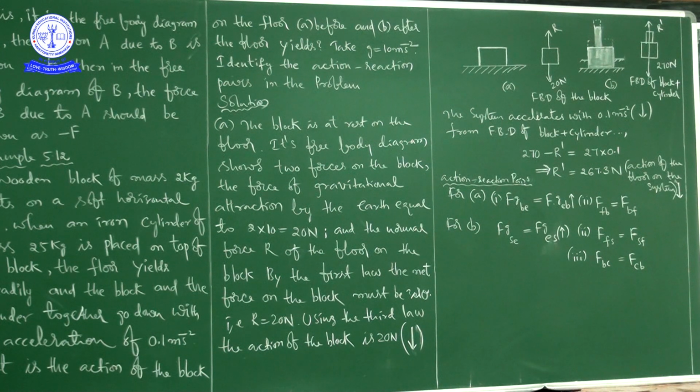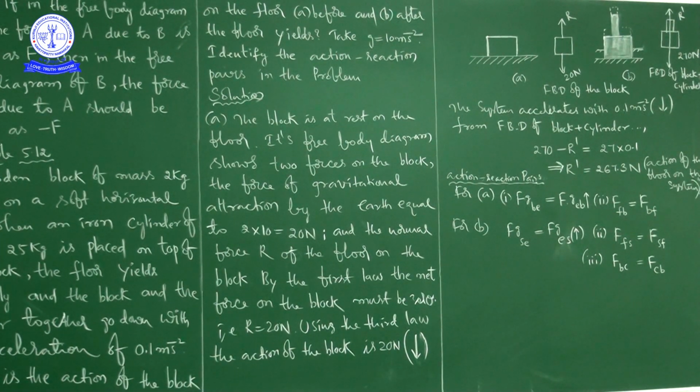So, the net force on the block must be 0, that is R is equal to 20 newtons, because according to Newton's third law, action is equal to minus reaction. So, when action is equal to minus reaction, the action is 20 newtons. For example, the weight of the block, that is the force of gravitational attraction by the earth, is 20 newtons. Then automatically, the normal reaction is also 20 newtons. Using the third law, the action of the block is 20 newtons, but it is downward. And I already told you when I was explaining Newton's third law of motion, action and reaction are not constant.